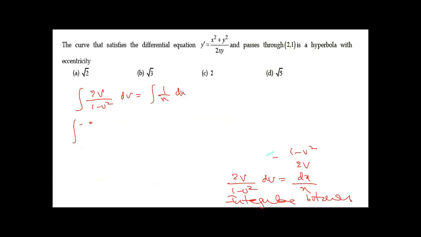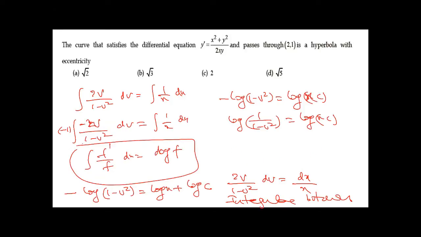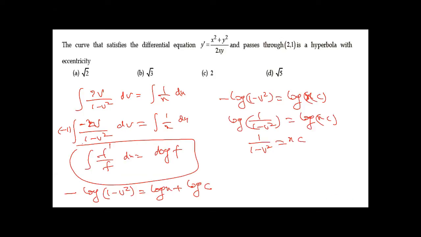Now let us solve it. Basically, you have to do it very fast. There is a very long method in integration. So now 1 by 1 minus v square equals xc. Is that clear now? Now what I will do is cross multiply. So xc into 1 minus v square equals a constant. This constant can be brought to that side: x into 1 minus v square equals 1 by c.